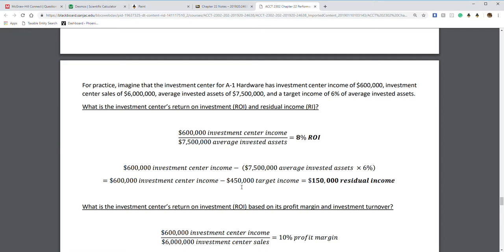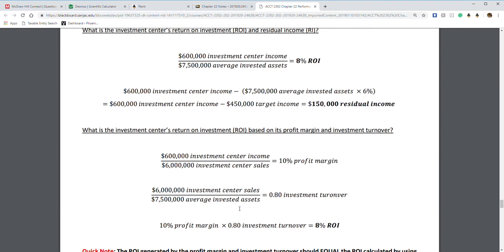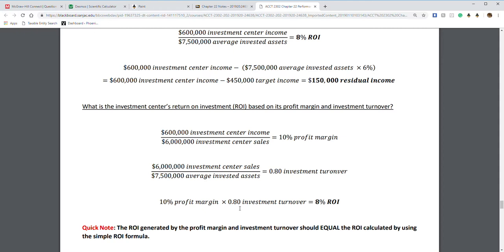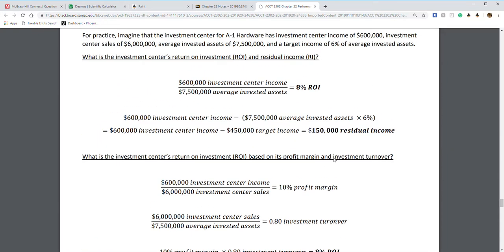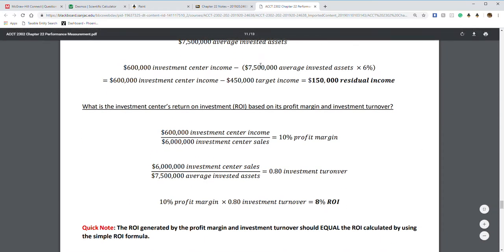But let's say the problems go on and start asking for other things to get to ROI, including profit margin. Well, if it's going to ask for profit margin or investment turnover, you gotta remember this. Profit margin is center income divided by center sales. So 600,000 divided by 6 million gets us 10%. And then we have center sales divided by average investment assets to get our turnover. So 6 million divided by 7.5 million gets us 0.8 turnover. If I multiply these two, I get the same ROI. So if you ever want to do a double check and you just have that info, you can do a double check.